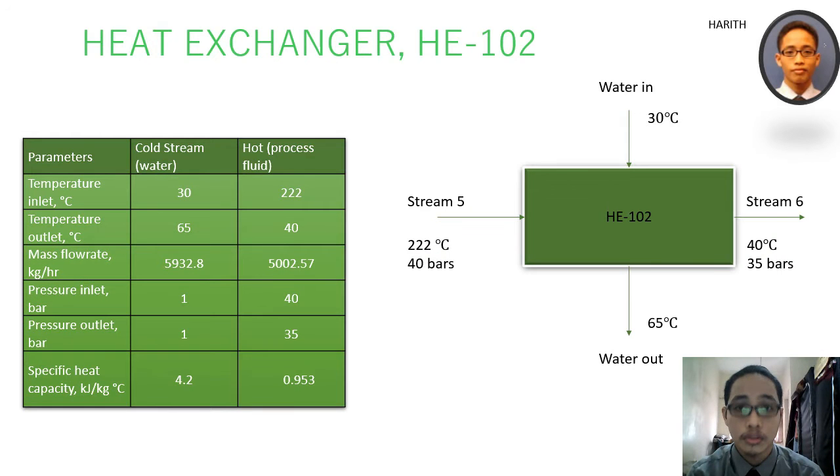The heat exchanger is used to cool down the process stream from 222 to 40 degrees Celsius. This is important to ensure the effectiveness of the separating vessels ahead. Assuming there is no heat loss to the surroundings, a mass flow rate of 5,932.8 kg per hour of water is needed to handle the cooling process. The water inlet is 30 degrees Celsius while the outlet is 65 degrees Celsius at constant pressure.